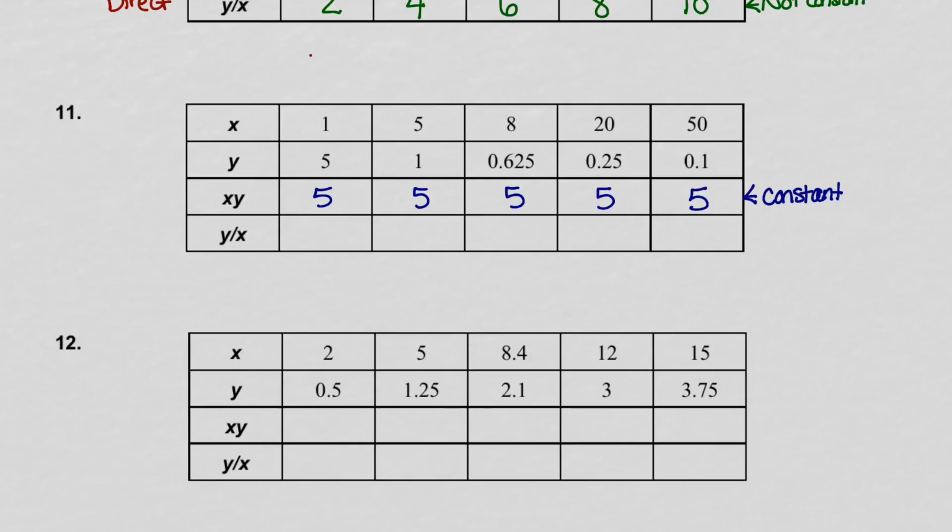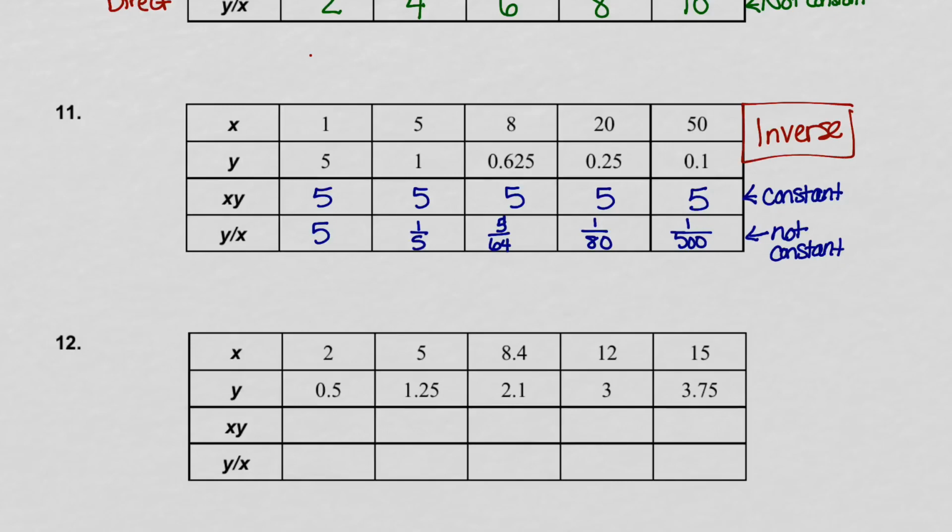Okay, and to be sure, I'm still going to check the direct by taking y divided by x. I get 5 and I get 1/5 and I get 5 over 64 and I get 1 over 80 and I get 1 over 500. Definitely not constant. Okay, and x times y is constant, so I know that is inverse variation shown in this chart.